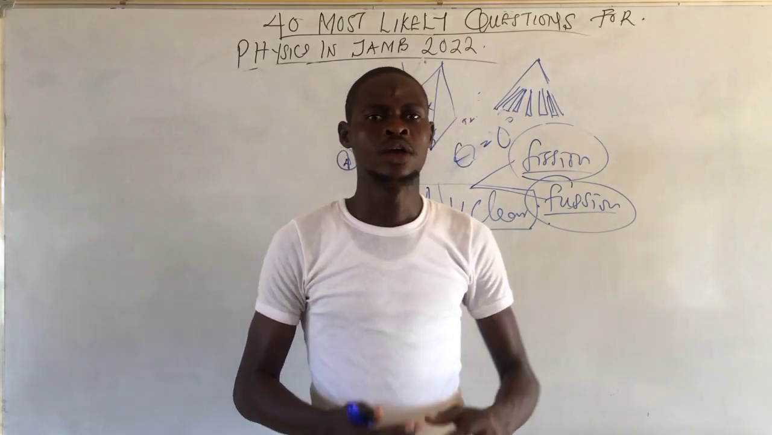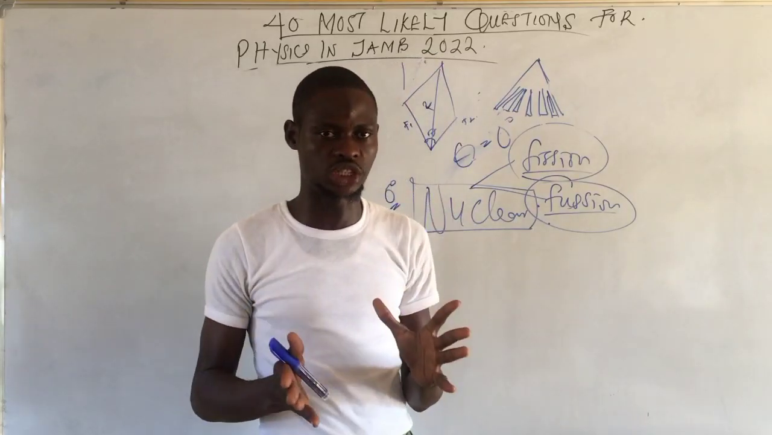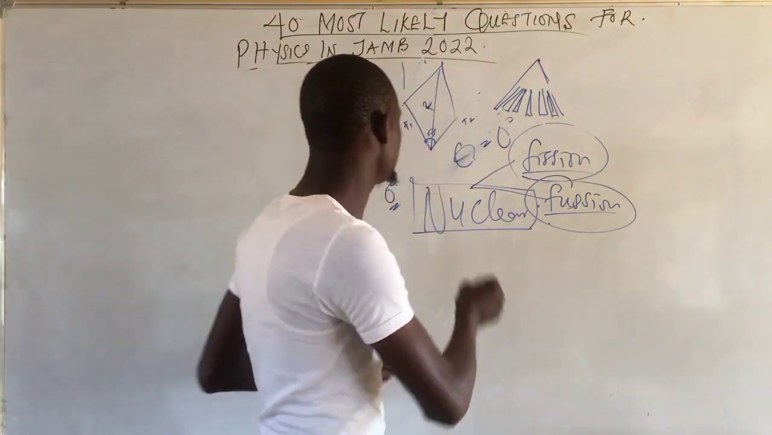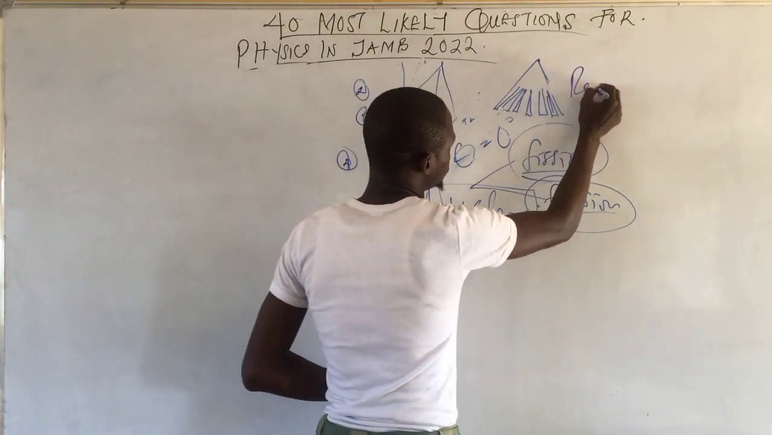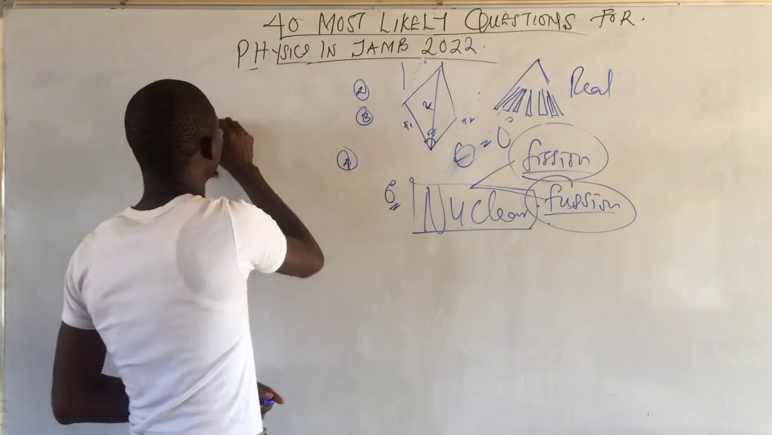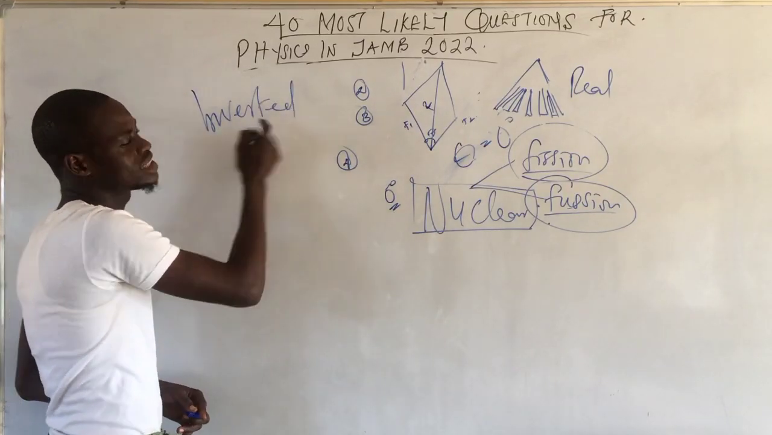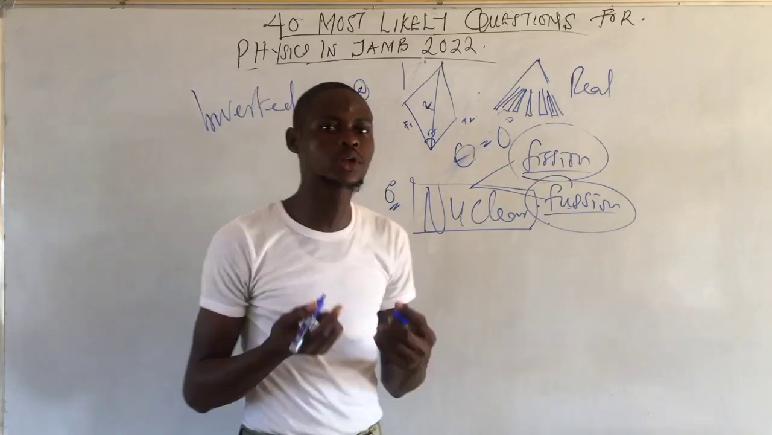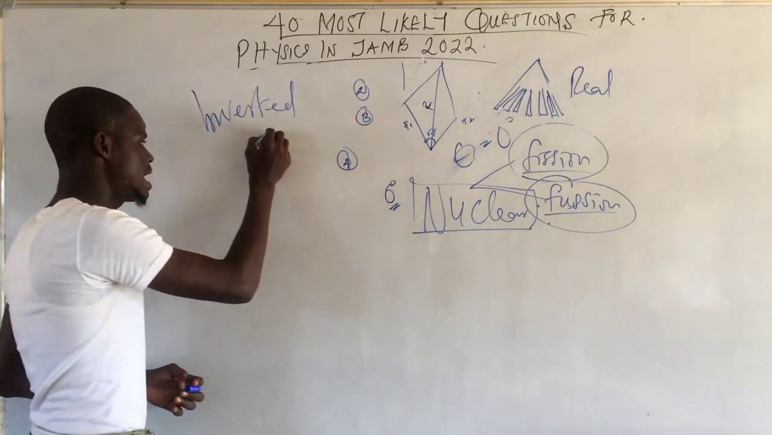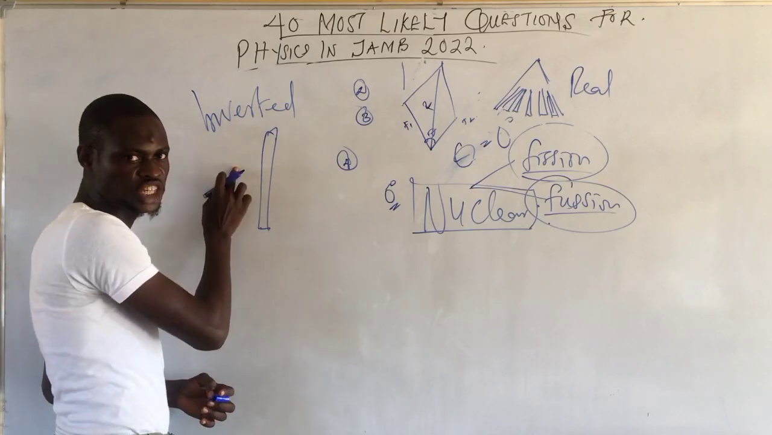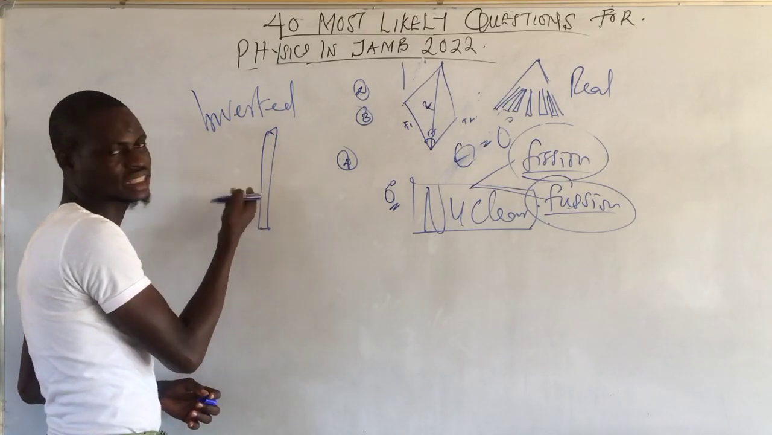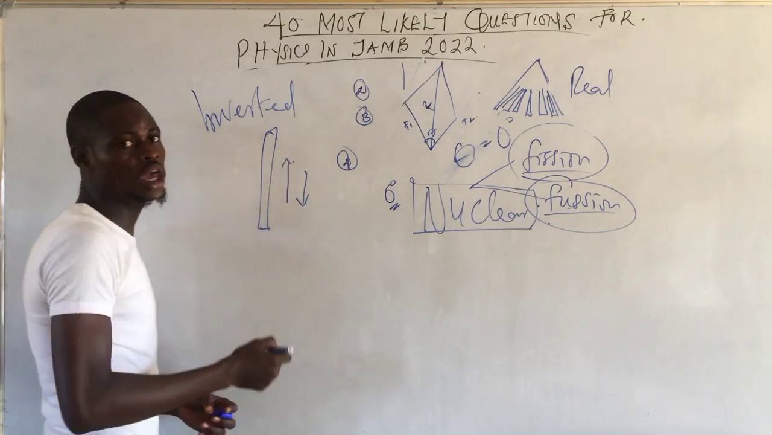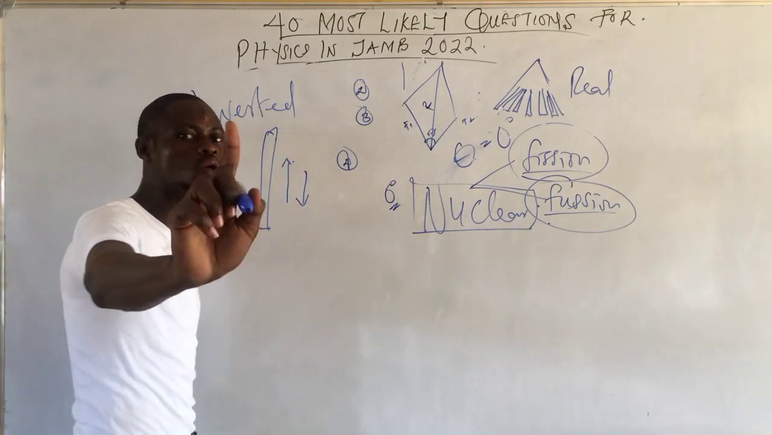Now, for it to produce an enlarged image, normally we believe that a concave mirror can only produce a real and inverted image. That is the function of a concave mirror. But a concave mirror can as well produce an enlarged, which is magnified, image, and also it will be erect. That means instead of being upside down, it will be upright like this. So a concave mirror can also produce this, but only in one position.